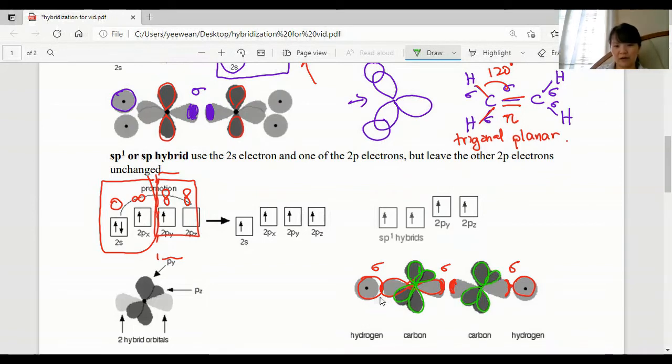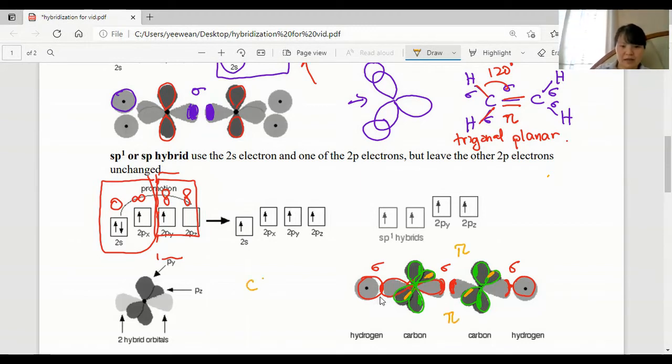When they go near to each other, this side and this side will overlap. Here and here is going to overlap. And the one that's in the page and out of the page, this side of it will overlap with the other side of this. So it's the sideways and not the ends. So two of these are pi bonds.